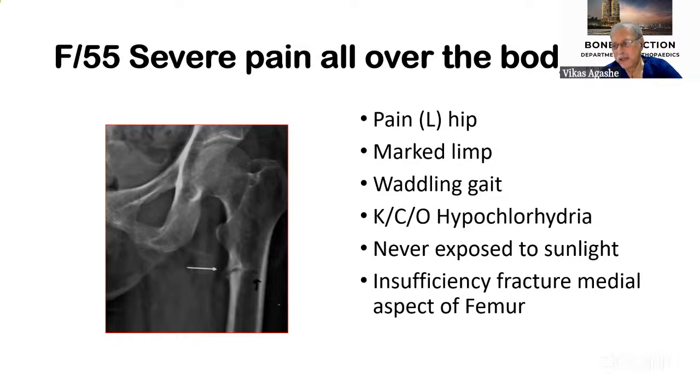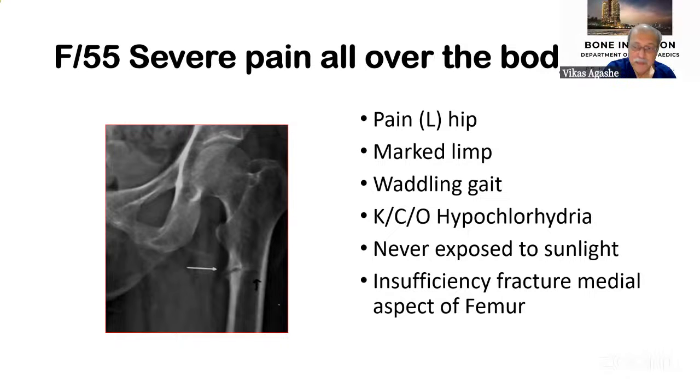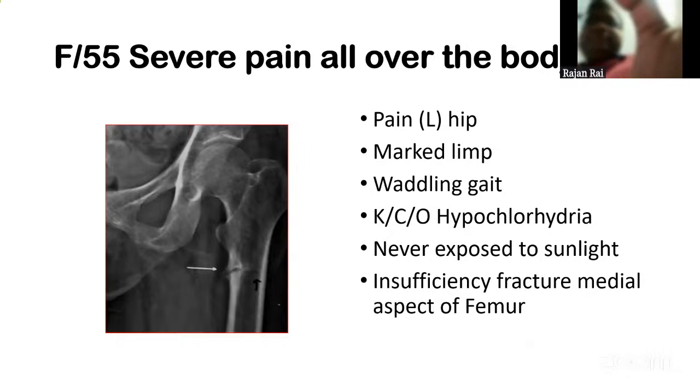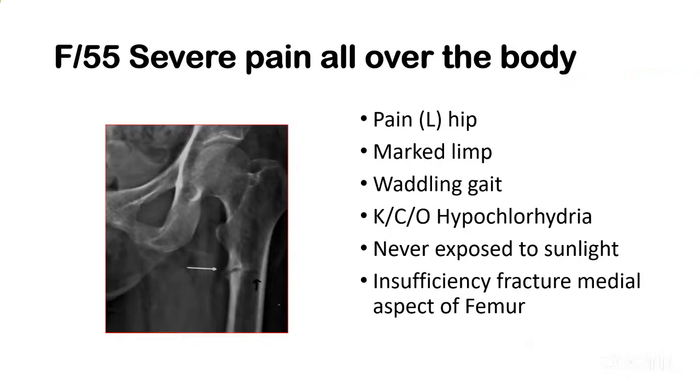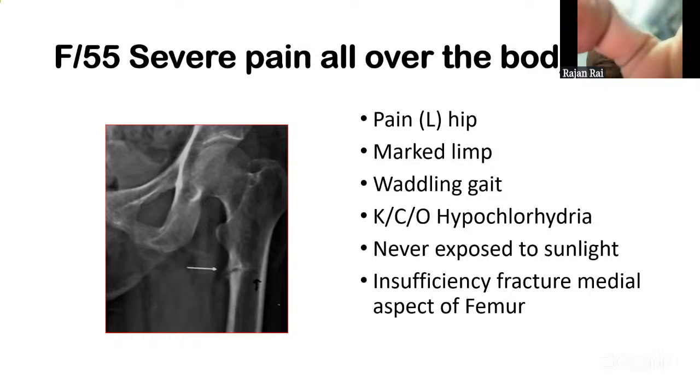This is something which we have already discussed, that this patient has an insufficiency fracture on the medial aspect of the femur. So this is likely to be, what is it? What is the diagnosis? Rajan? A pathological fracture, sir. What kind of pathology are you suspecting? Is it likely to be a bisphosphonate fracture or atypical fracture? So atypical fracture, sir.